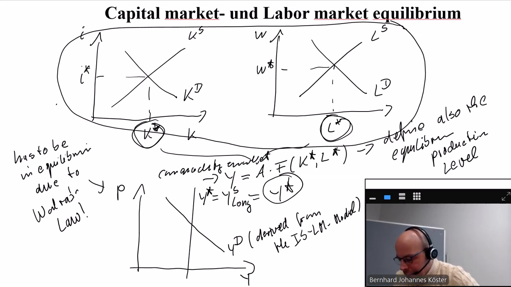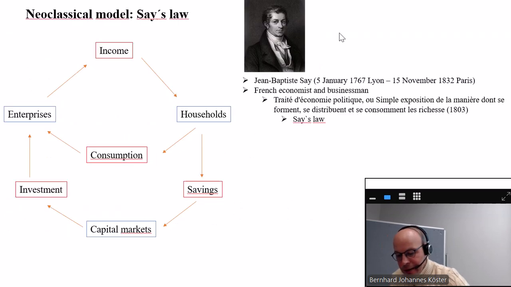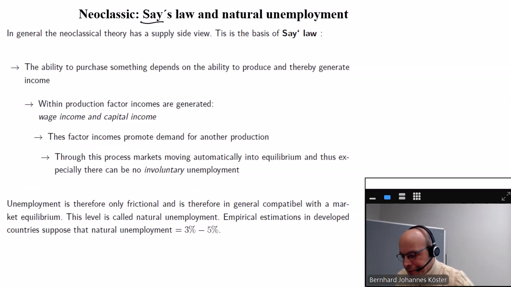And the last thing for today is, now we are in this supply side explanation of the economy. And this supply side view was also formulated by Jean-Baptiste Say, a French economist of the 18th, 19th century, and he formulated the functioning of the economy in the following way.